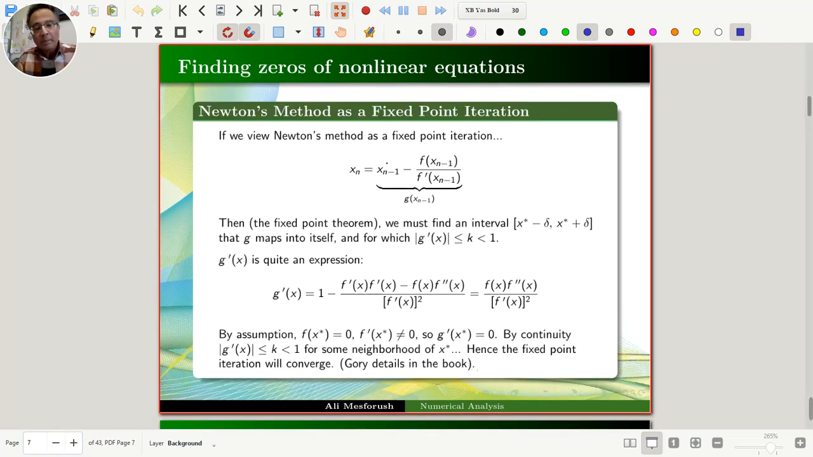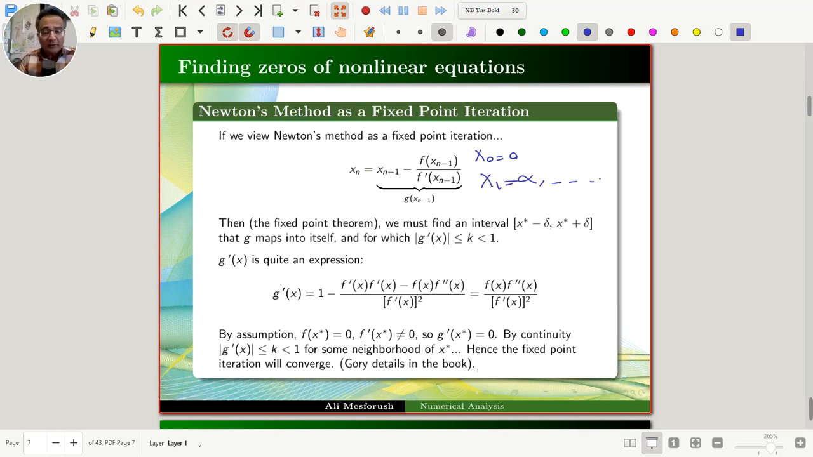xn equals xn minus 1 minus f of xn minus 1 divided by f prime of xn minus 1. And we start with, for example, an x0 equal to 0. We compute f of x0 and f prime of x0, and we compute the right hand side, and we get x1, for example, something. And we continue in this way.